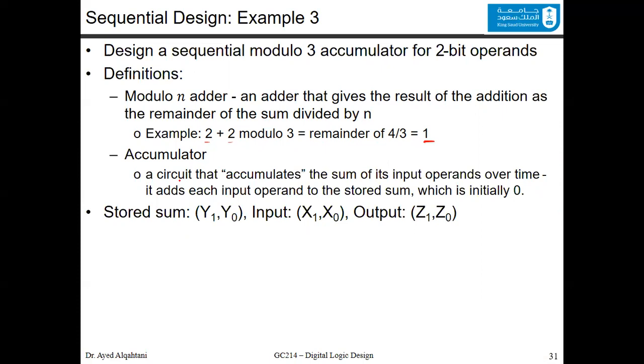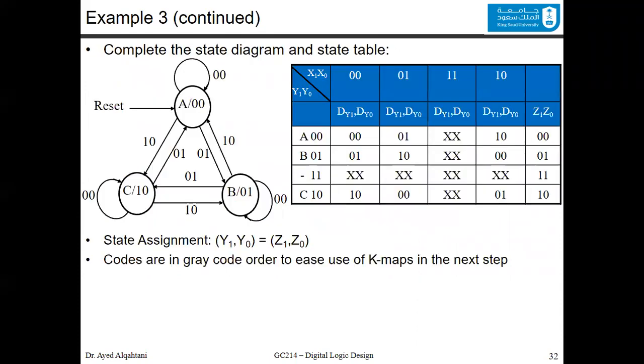Now, the accumulator is a circuit that accumulates the sum of its input operands over time. It adds each input operand to the stored sum and so on, beginning from the initial case. In the initial case, the sum is going to be 0. Now, the stored sum, since it's modulo 3, you would need only 2 bits. Also, we mentioned here that they are 2 bits. We have the inputs x0 and x1. We have the outputs z0 and z1. And we will have the saved states in y0 and y1, being the first D flip-flop and the second D flip-flop. So to do this example, we do it this way.